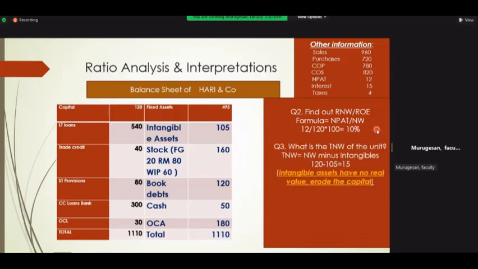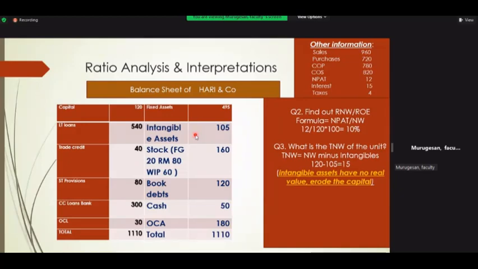Now, what is the tangible net worth of the unit? Sometimes they will ask TNW. TNW means intangible assets, if any, you have to minus. Capital is 120, I agree. But this 120 is a danger, because intangible assets are 105. As per Basel III, remember, intangible assets will be deducted from the capital. Intangible assets are nothing but like an NPA, as far as we are concerned. So this may become a full loss or part loss. So right now, you knock it off from the balance sheet.